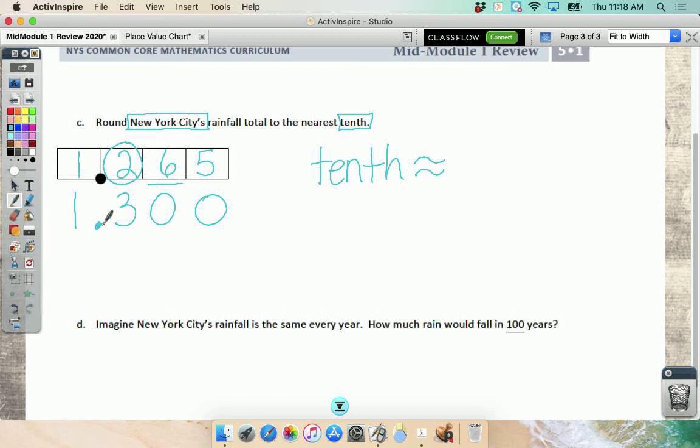Okay, so let's see. Aiden, what should I write for my answer? 1.3. Now, what do you think some mistakes are that kids make? Some kids are going to forget the decimal since I didn't write it for them. So they might actually put 13 by accident. Just know that 13 is a lot of meters of rainfall, isn't it? Okay, so 1.3.